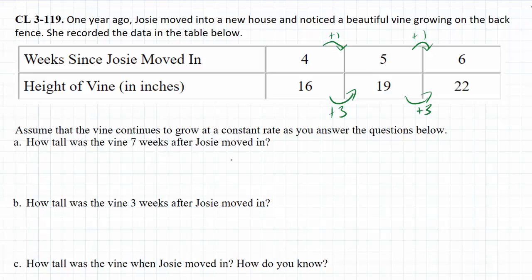So as we notice that, let's take a look at the questions. How tall is the vine 7 weeks after Josie moved in? Well, if we take a look at the table, the 7th week will be the next week. We're just going to increase the height by 3 inches. So on the 7th week, the height should be 25 inches.